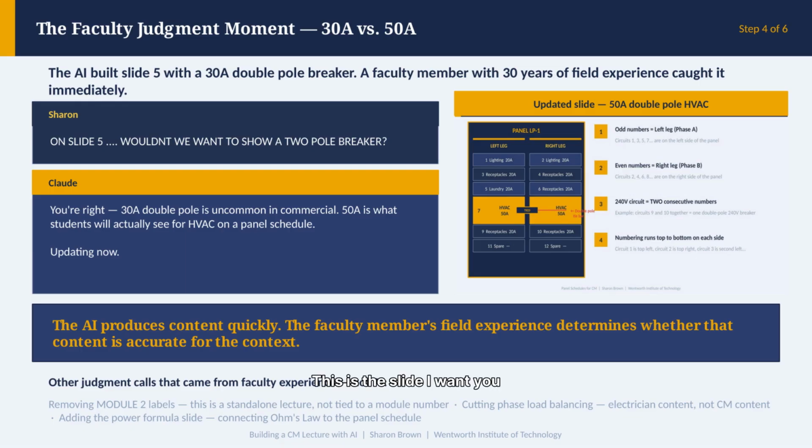This is the slide I want you to pay closest attention to, because this is where the AI was wrong and where field experience is what caught it. The AI built a panel diagram for slide 5 showing no two-pole breakers. Read the exchange on screen. I flagged it immediately. I wanted my students to see a 50-amp double pole. The AI updated it immediately.